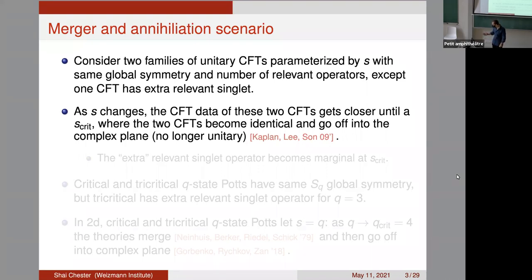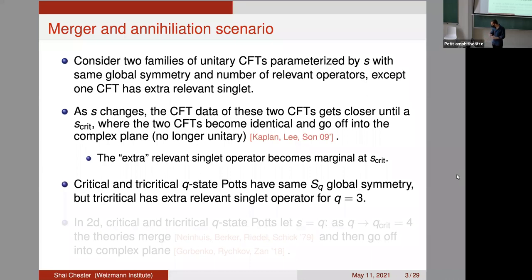This was described roughly 10 years ago in this paper, but of course, this is actually a very old idea. I don't even know who the first, I imagine it goes back many decades. In particular, a very sharp sign of this merger and annihilation scenario is that the extra relevant singlet operator becomes exactly marginal, which basically has to happen because one theory was below marginal, one theory was above marginal, and then as they meet, they merge. So that's the general story of the merger and annihilation scenario. This is one way that a CFT disappears.